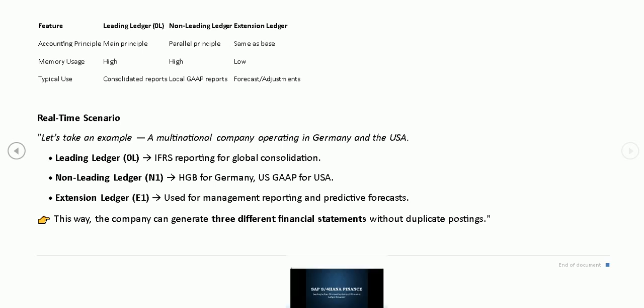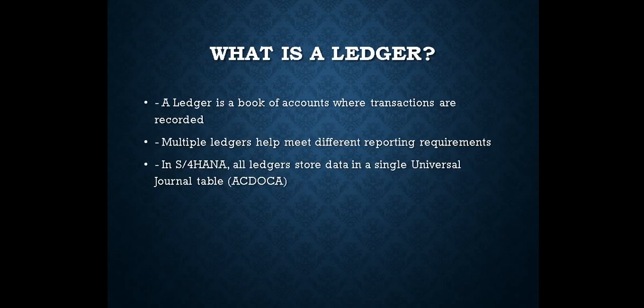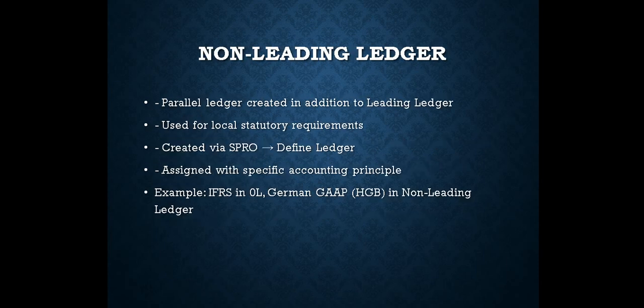That is all the theory. If we go with our PPT, we can understand it maybe more. So what is a ledger? A ledger is a book of accounts where transactions are recorded. Multiple ledgers help meet different reporting requirements. In SAP S4HANA, all ledgers are stored in a single universal journal table ACDOCA.